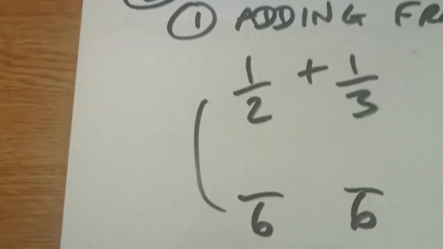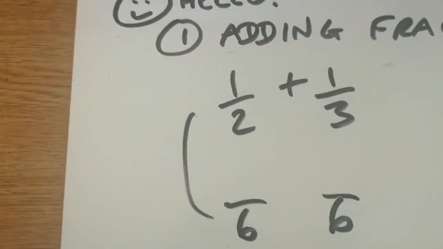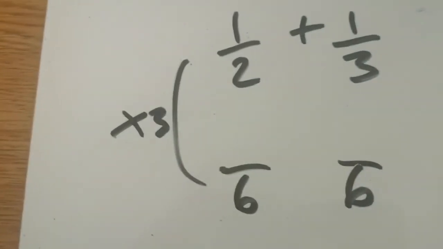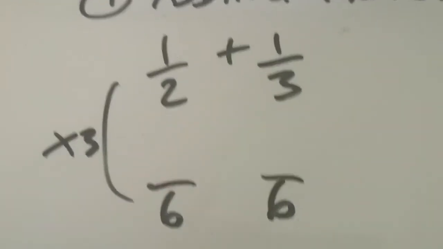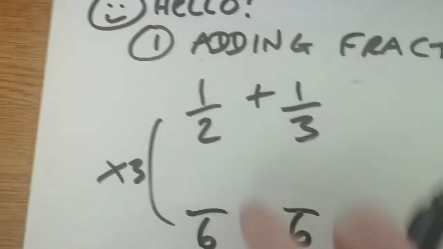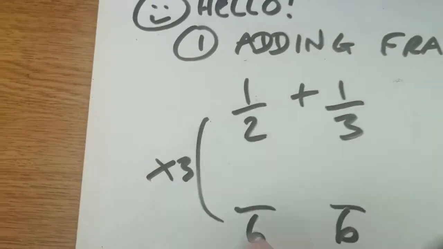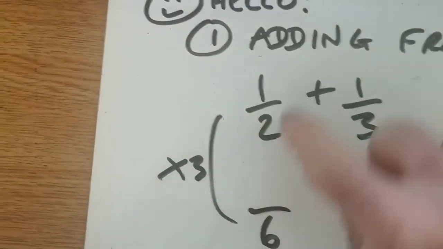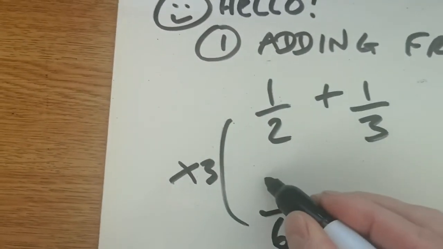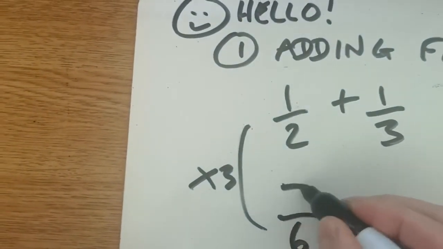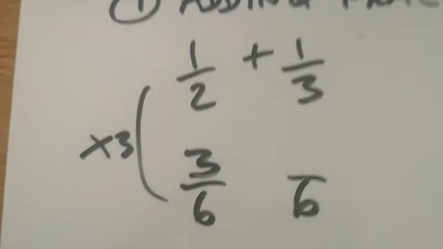Now I've got to think about it. I've got to think, okay, well I've got 1 half and I'm making it into something over 6. What have I times 2 by to make it into a 6? Well, I've times it by 3, yeah? 2 times 3 would equal 6. Now if you remember with equivalent fractions, if I'm making this into something over 6, what I've done to the bottom number, I've times it by 3. I've got to do the same to the top number. So I've got to times that 1 by 3 as well. 3 times 1 is going to give me 3, okay?